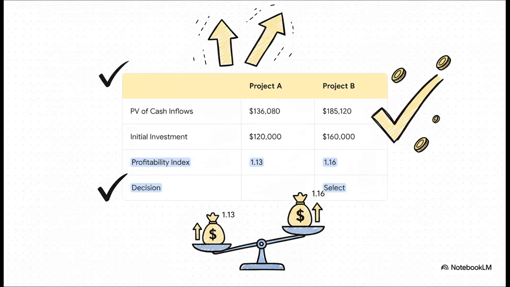Let's look at this table. We have Project A and Project B. Both are acceptable investments, but maybe we can only afford one. Project A requires $120,000 and has a profitability index of 1.13. Project B is a bit bigger, requiring $160,000, but its profitability index is 1.16. So even though both are good, Project B is the more attractive option here because it generates a higher present value for every single dollar we invest.